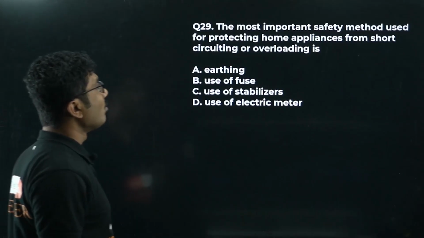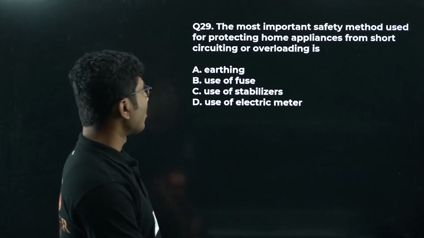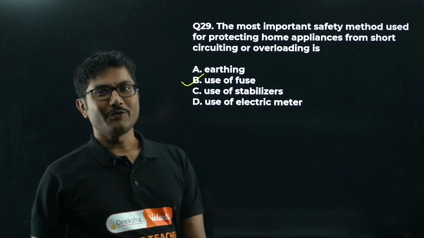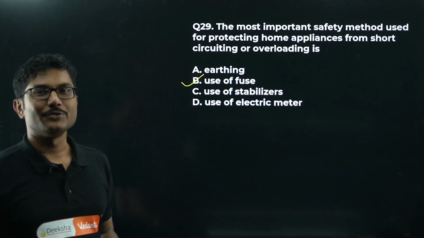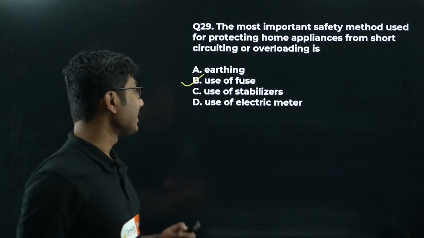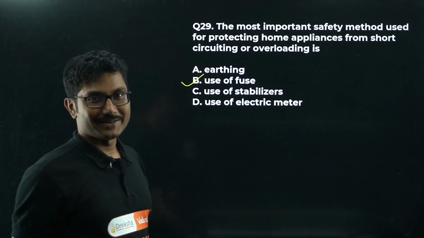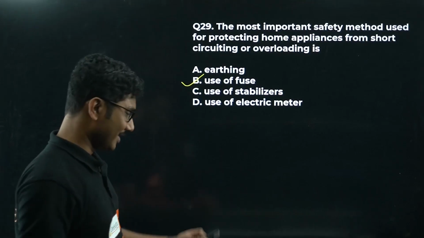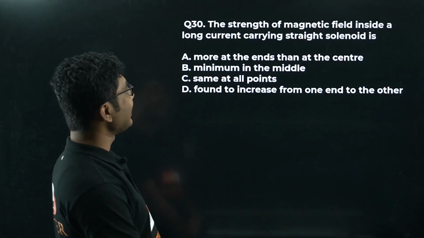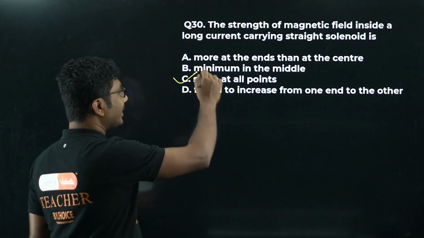Next question. The most important safety method used for protecting home appliances from short circuiting or overloading is, we know, the use of a fuse. A fuse is the device which is used to protect us from overloading, overheating or overcurrent. So everything is done by the fuse. A fuse is a very useful tool which burns itself to save our devices, right? So it's a self-sacrificing device. Now question number 30: the strength of magnetic field inside a long current carrying straight solenoid is the same at all points. We already know this answer.